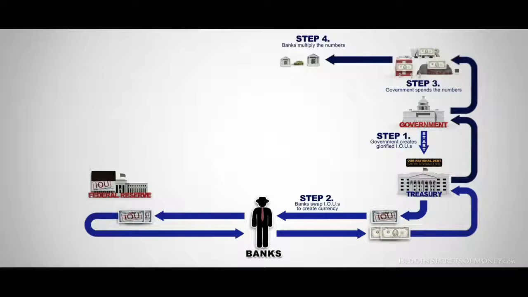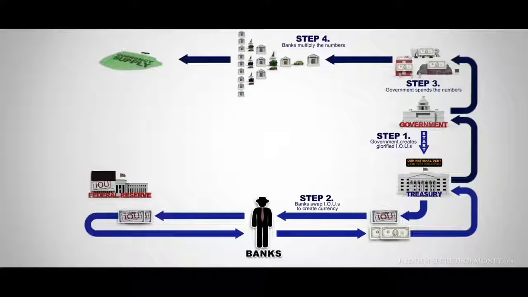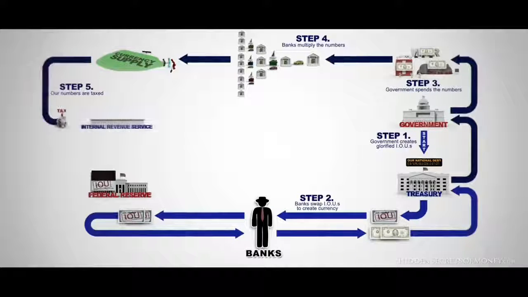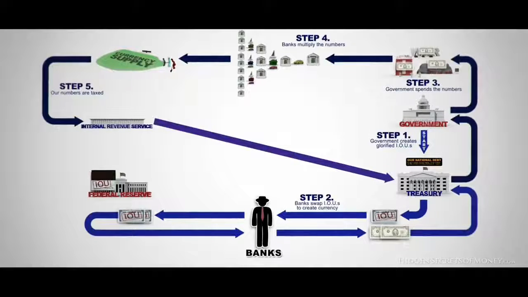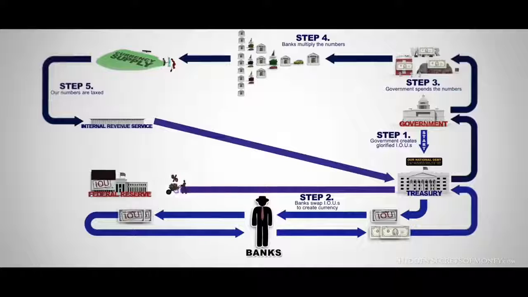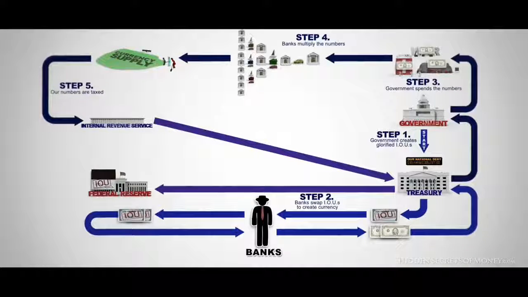That currency gets redeposited, and then a portion is stolen again, and the process repeats over and over, magnifying the currency supply exponentially. Then we work for some of those numbers, which brings us to step 5, where our numbers are taxed. We pay tax to the IRS, who then turns our numbers over to the Treasury, so the Treasury can pay the principal plus the interest on bonds that were purchased by the Federal Reserve with a check from nothing.